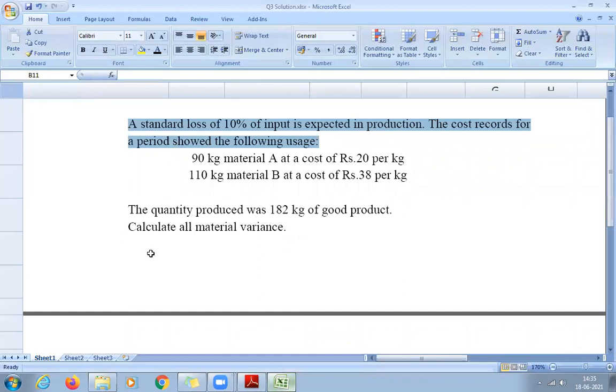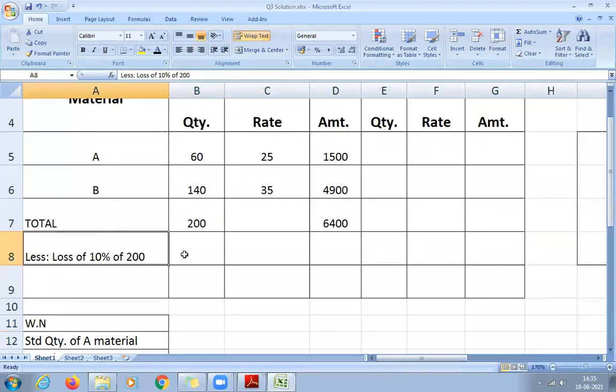So now you minus that. That is 10% of 200. How much will you get? 20. Yeah, so the loss is 20. So now we can calculate the output. How much will you get? 200 minus 20, 180. This is 180.